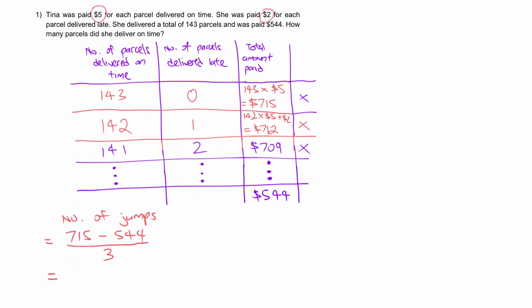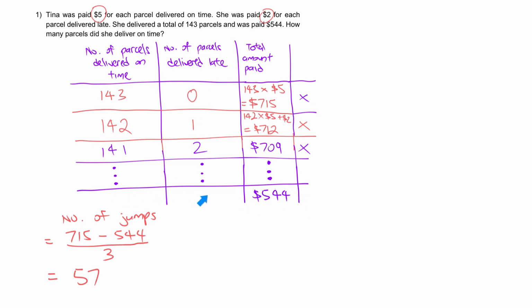Therefore, the number of jumps is 57 times. All right, I need to do this 57 times. That means you can imagine there are 57 rows of this. You do not need to write it all down, but because of this systematic listing, you know that I need to do 57 times to arrive at 544.